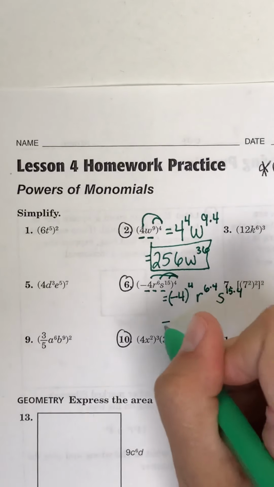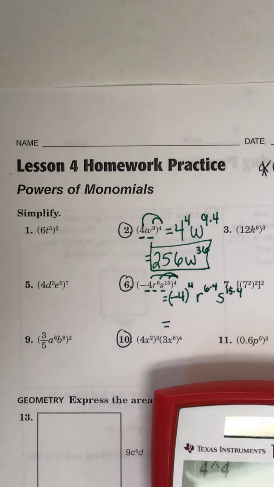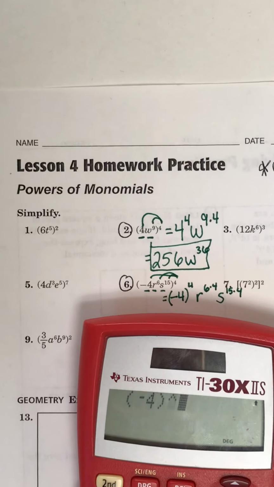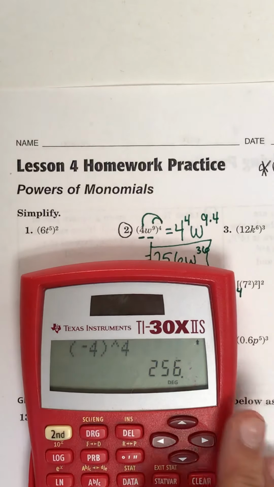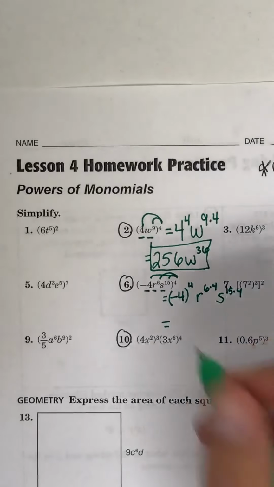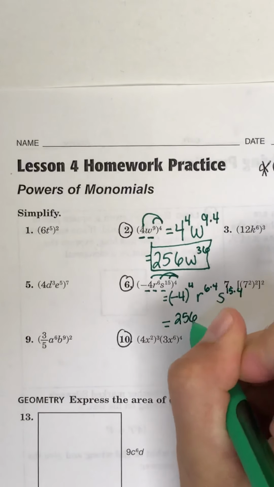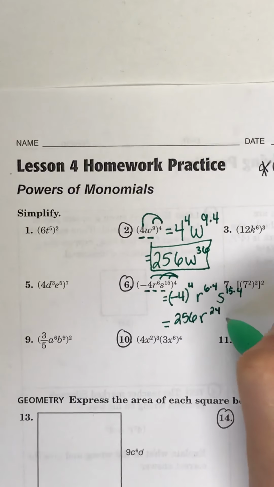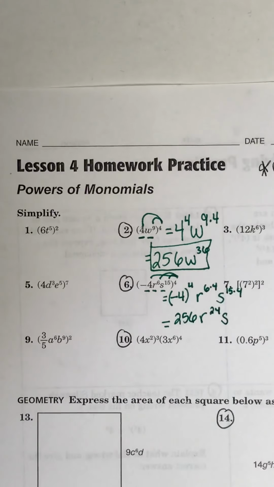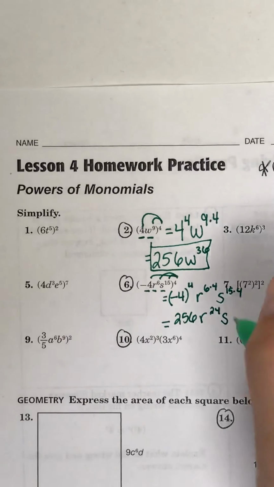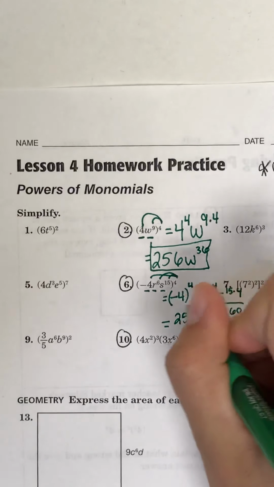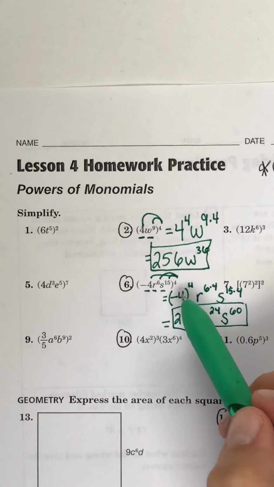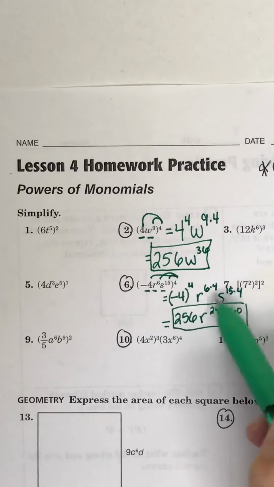Once you have your work down, you can go ahead and simplify. So when you put this in your calculator, you want to do parentheses, -4 parentheses, caret 4, which is a positive 256. Bring over the R. 6 times 4 is 24. Bring down the S. 15 times 4 is 60. Okay, so once again, you distribute in the exponent. If there's already an exponent, they need to be multiplied together.